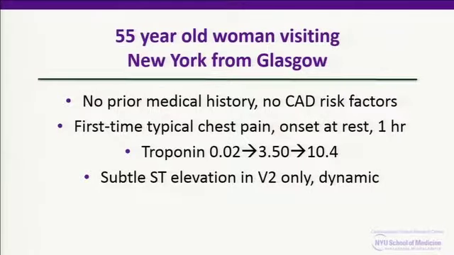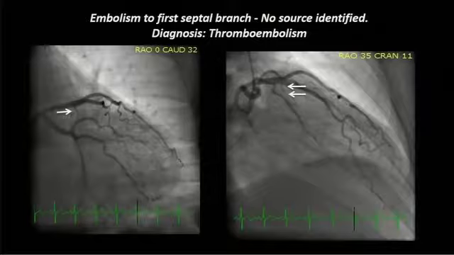So here's a 55-year-old woman who is visiting New York from Scotland. She has no prior medical history, no coronary disease risk factors. She has first-time typical chest pain. The onset was at rest. It lasted an hour, and her troponin peaked at 10.4. She had subtle ST elevation, but it was only in V2. It was dynamic, though.